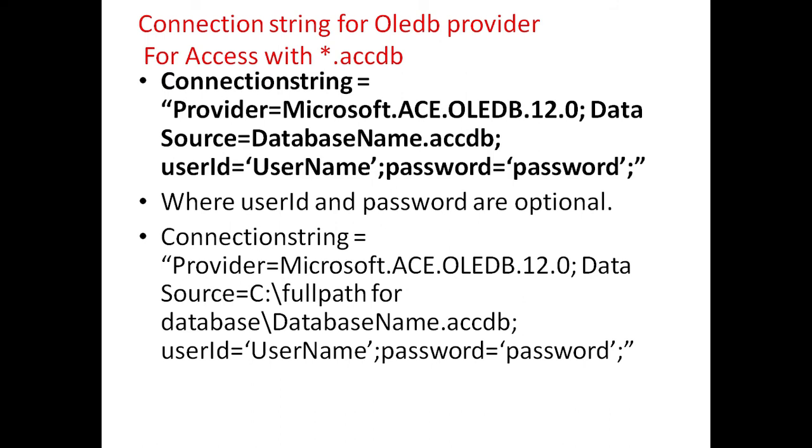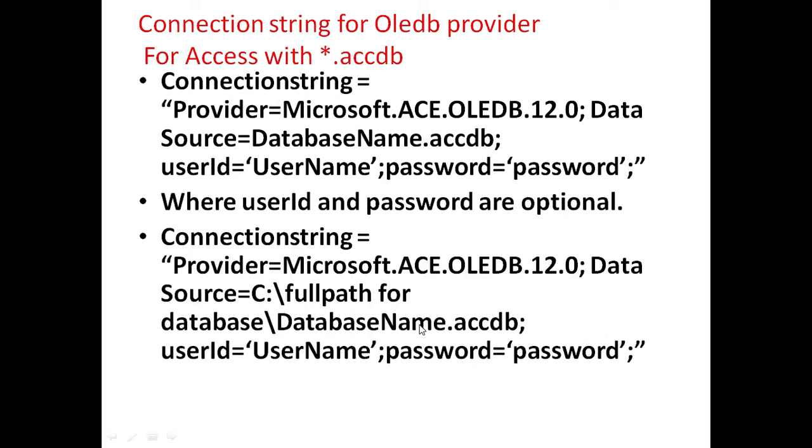The connection string for Access with the extension star.accdb is Microsoft.ACE.OLEDB.12.0. This is the provider for the Access file star.accdb. The connection string is the same, but the only difference is the provider.